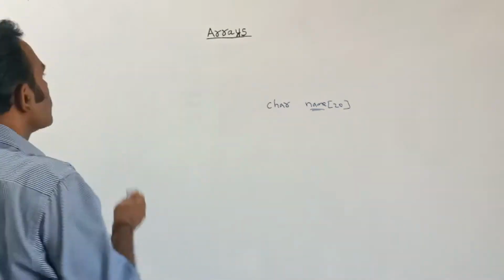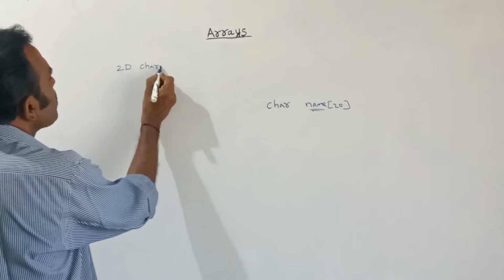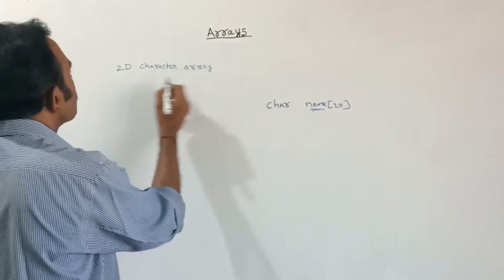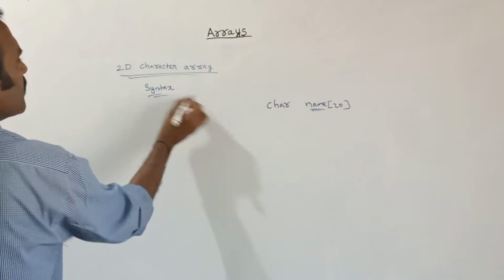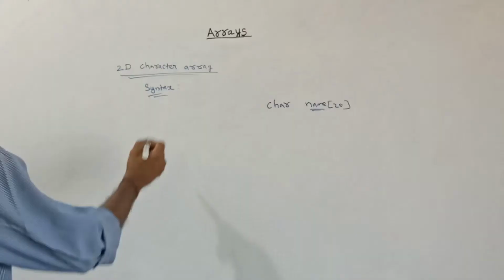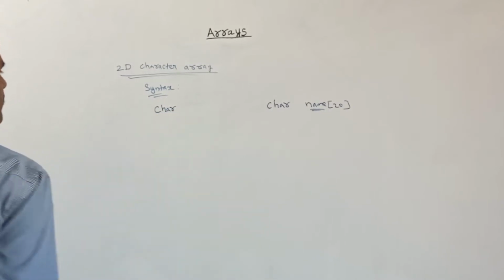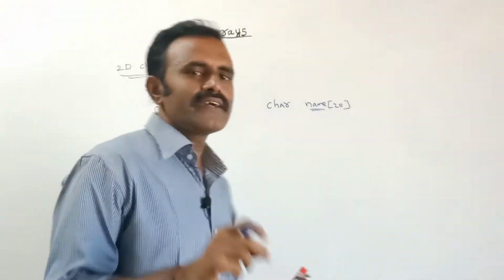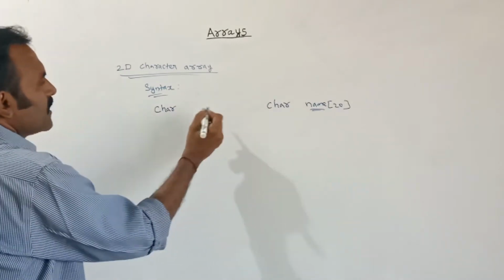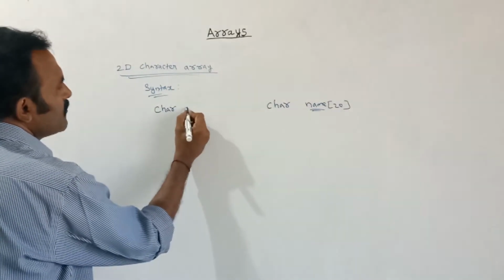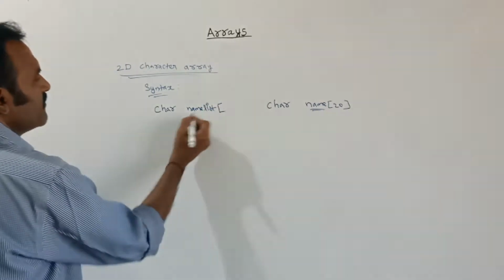See here, the syntax of the two-dimensional character array is like the single-dimensional array. Very first, the data type. Always we store a string in the character data type only. So here I am declaring the data type as character. Next, after that, the variable name. Here, for example, namelist. This is my variable name.